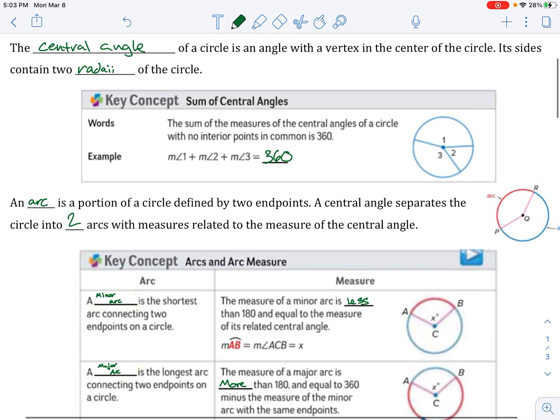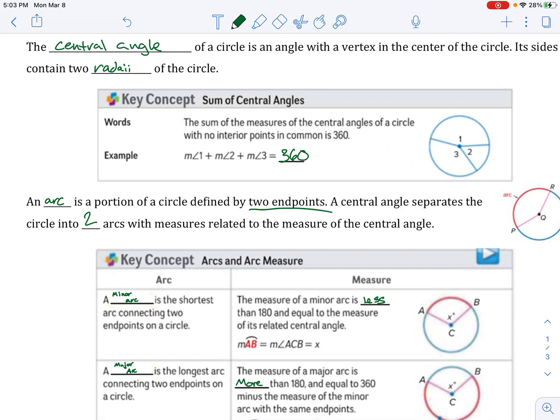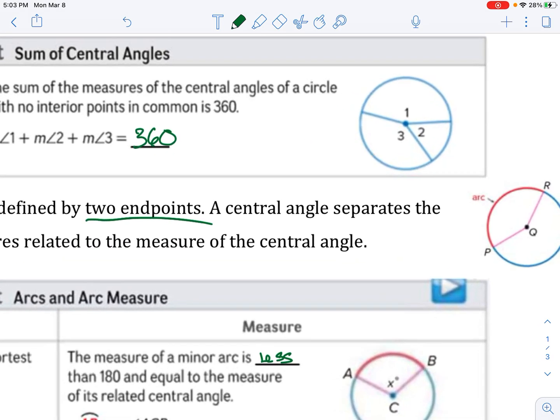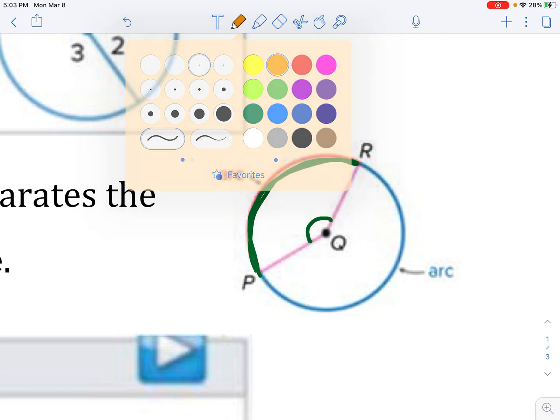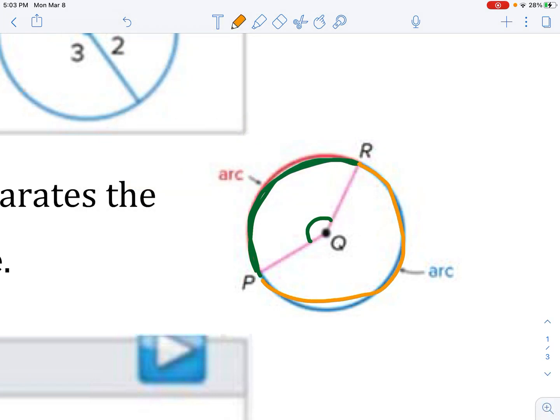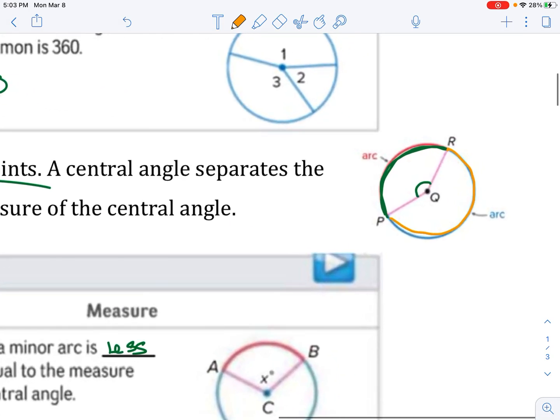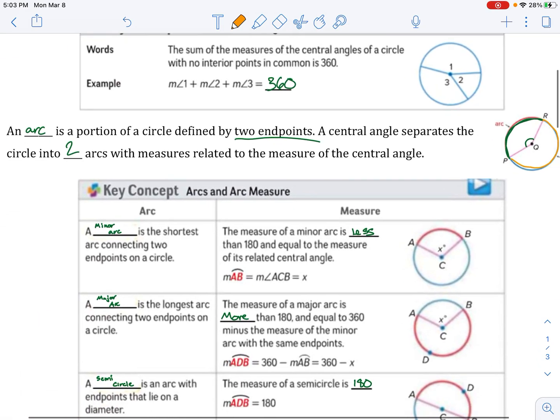An arc is a portion of a circle defined by two endpoints. Basically, an arc is just a piece of your circumference. So, for example, if my angle is this right there, PQR is my angle, then my arc goes from P all the way to R. That would be one of my arcs. There's actually another arc on the other side going over here as well. So every time you have a central angle, it makes two arcs. Obviously, one of those arcs is bigger than the other, and we're going to talk about that next.